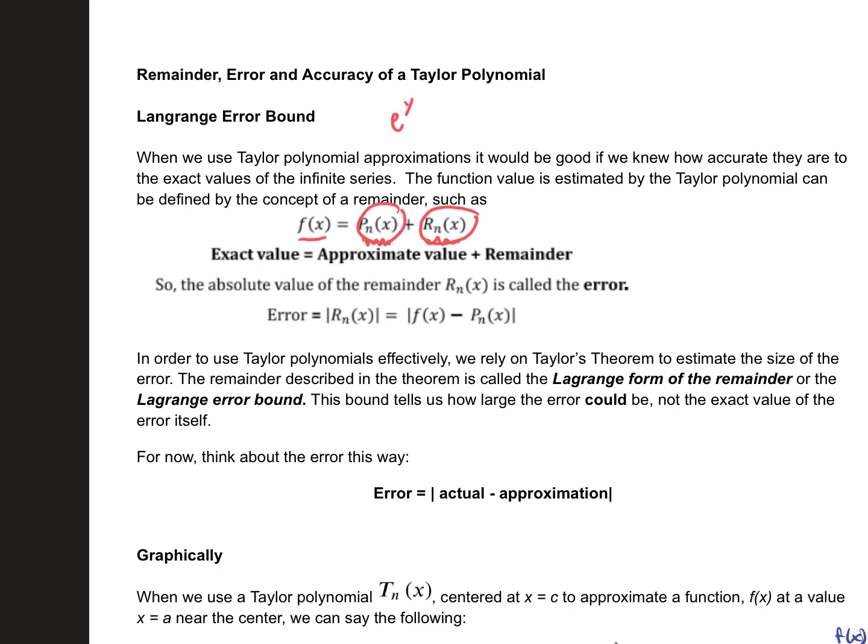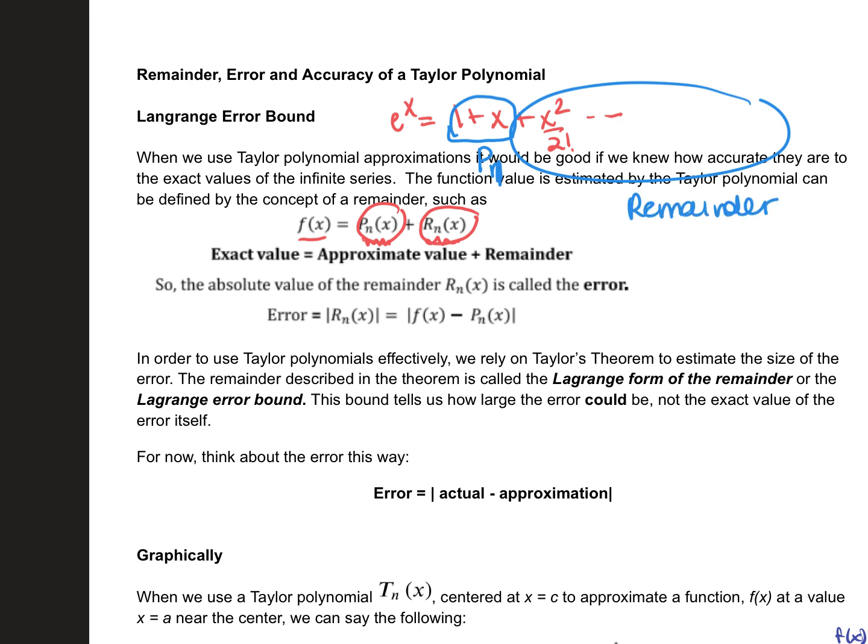For example, if I was approximating e to the x, and I decided to only use this in my approximation, this would be my approximating polynomial, which would actually be a P1 Taylor polynomial, and all of this would be the error, or the remainder. Now, what we want to do is see what this remainder is.